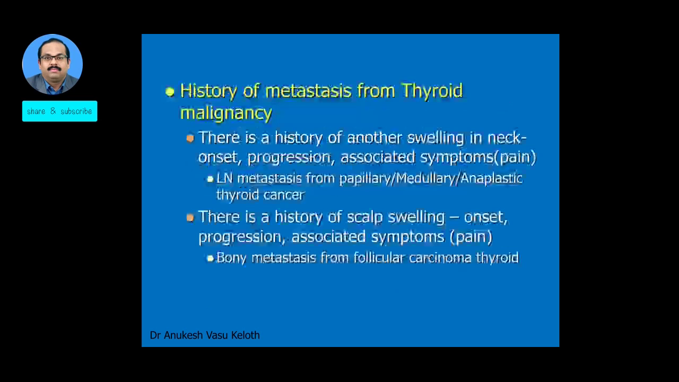Now there's a history of scalp swelling. So there again you have to mention the onset. So for all of these cases you can go for an insidious onset. Then the progression since the time it has been there, and if that is associated with any pain. Now here, why do we ask that? It is because of metastasis to the bone from follicular carcinoma thyroid. So we have two types of metastasis: papillary carcinoma going for a lymph node in the neck, and follicular carcinoma going for a scalp swelling.